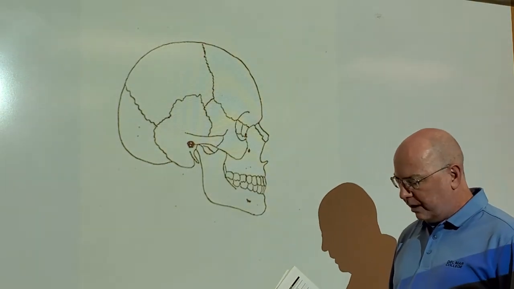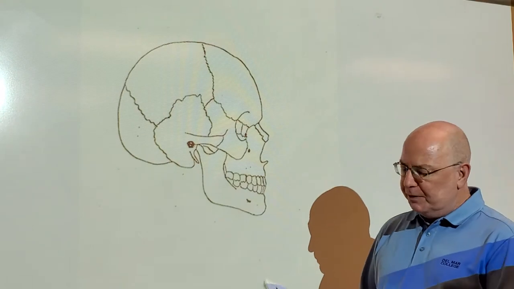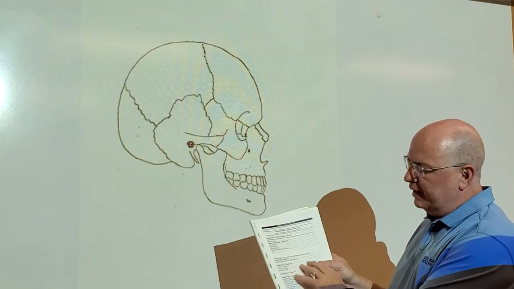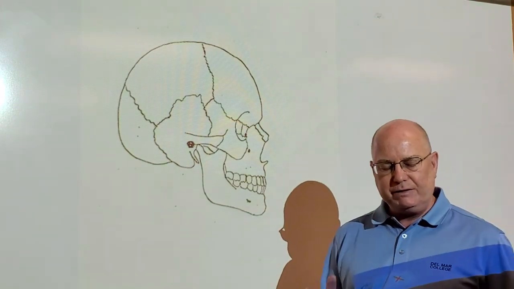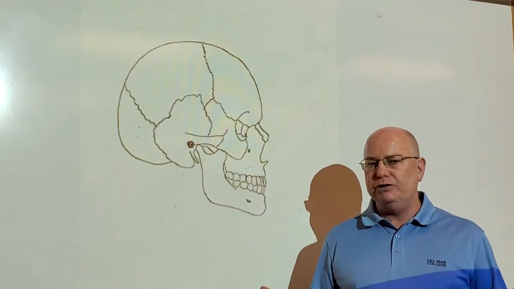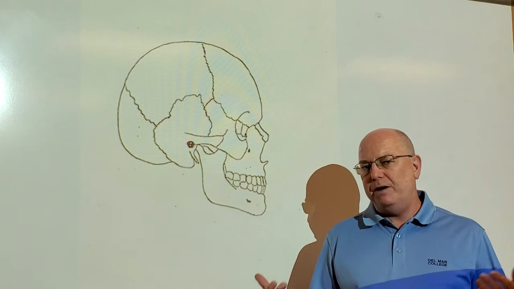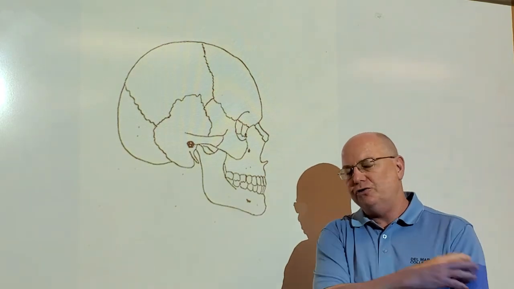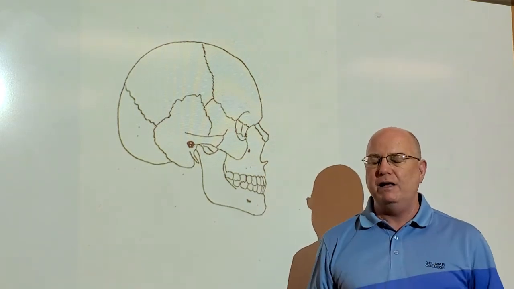Now, some people teach a bone and all of the landmarks on the bone. So I want you to pay attention here. We're going to learn all the major bones of the body. There's 206 of them. Many of them are paired up. So if you know the right humerus, you know the left humerus. So that reduces the list by a lot.